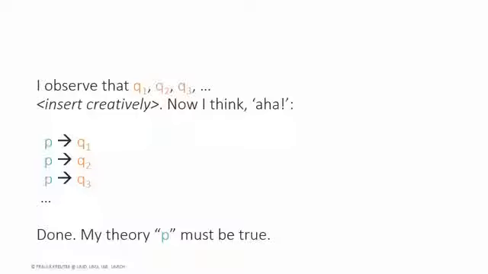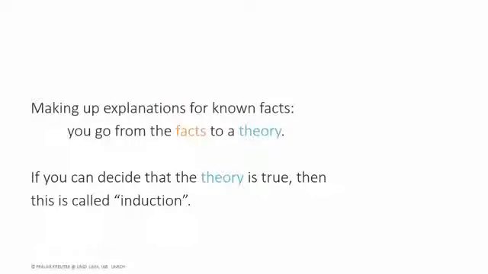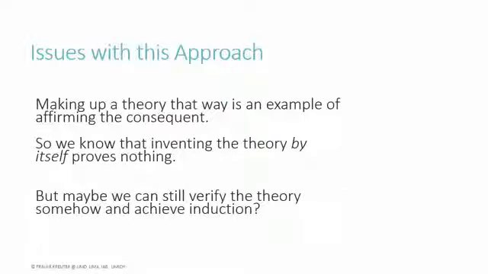So let's look at this more formally. Here we have three observations, Q1, Q2, and Q3. And you would observe all of them in the sense that you assume when this happens, you observe Q1, Q2, Q3. And now you think, okay, then my theory must be true about this relationship between P and Q. The problem is, it's really hard, if not impossible, to make up explanation from known facts. The principle of doing that is called induction.